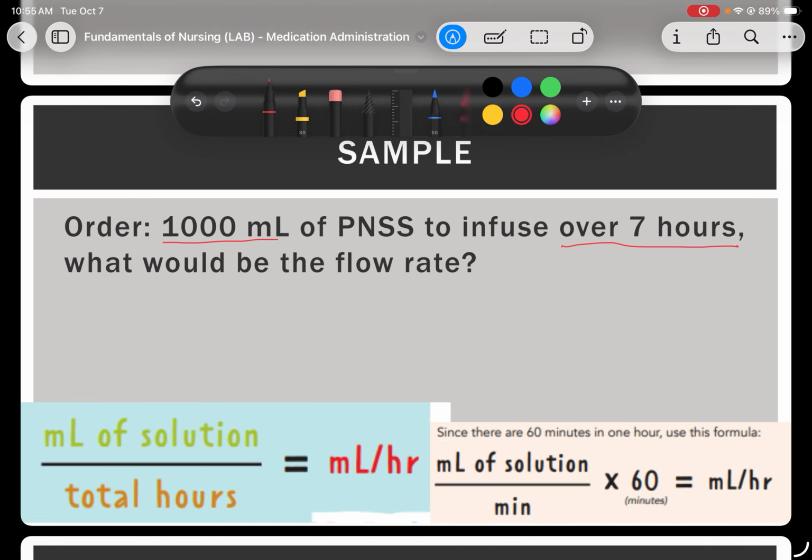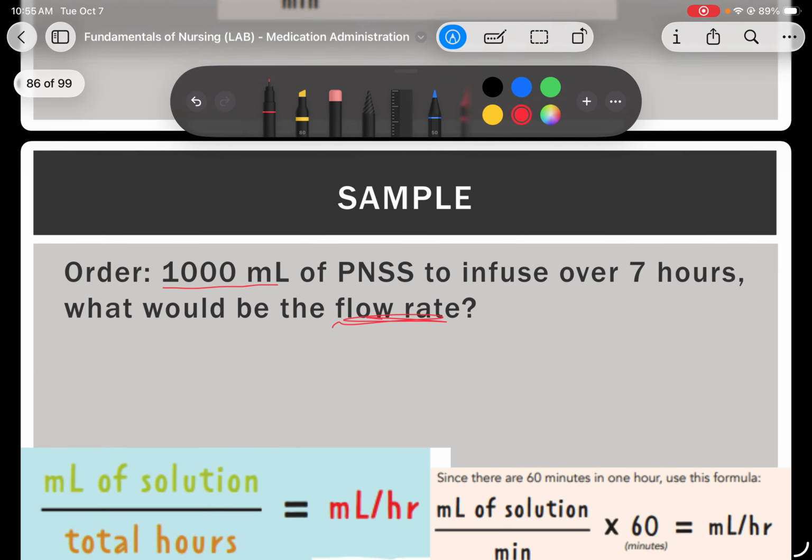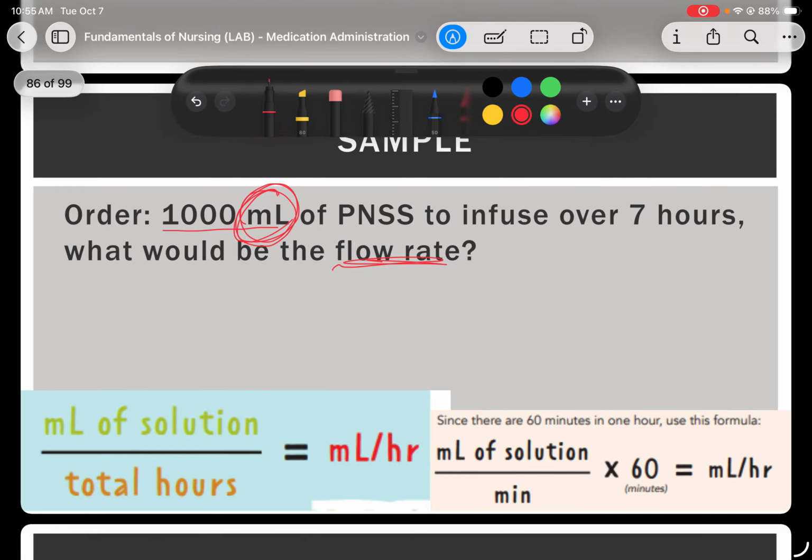1000 ml of PNSS to infuse over 7 hours. What would be the flow rate if that is the question? Remember, that is step number 0. Read the question. What is the flow rate? So we are looking for the speed. Next, what is the next step? Convert. There's no need to convert. So we have to find the variables first. Since we are using ml, then we are going to use this formula.